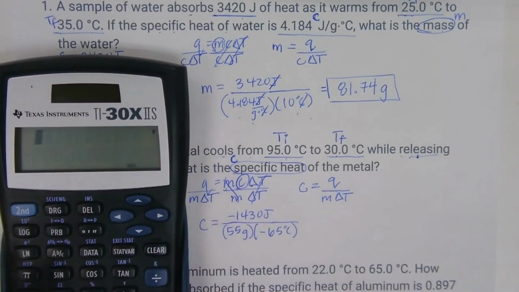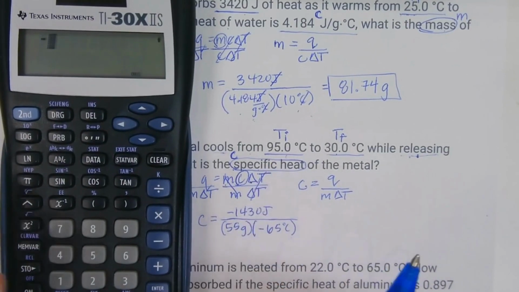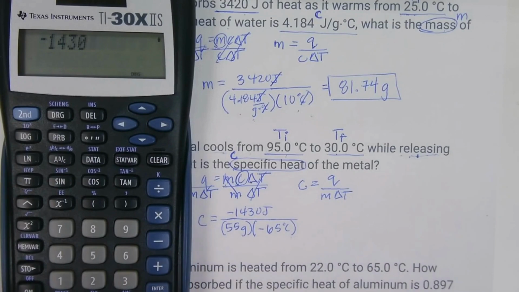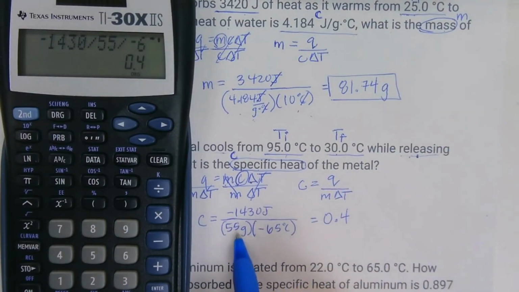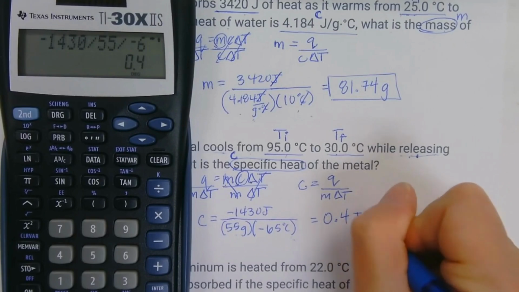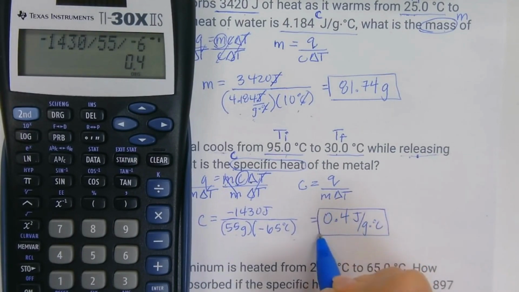So I'm going to plug this in my calculator. The negative button is down here at the bottom. This is for subtraction. So this one is the one we want to use when we have a negative. So negative 1,430 divided by 55. And then I'm just going to hit the divide button again. Divided by 65. So this gets me 0.4. And since none of my units cancel, they're all included in the answer. So 0.4 joules over grams degrees Celsius.